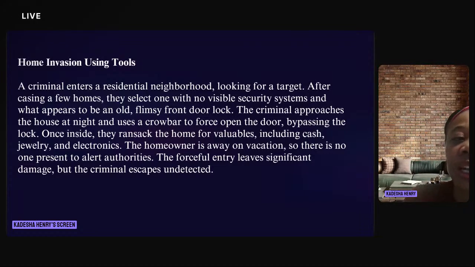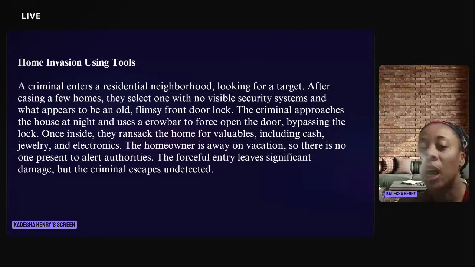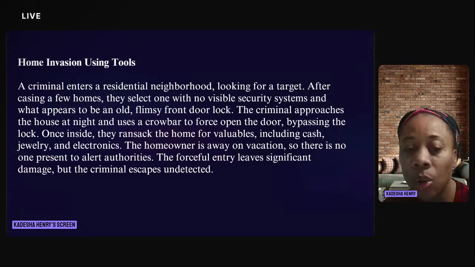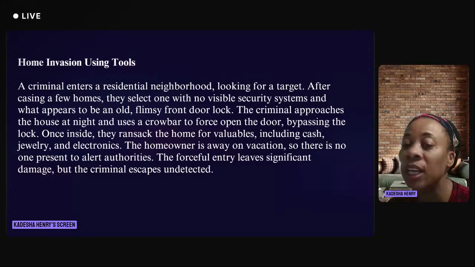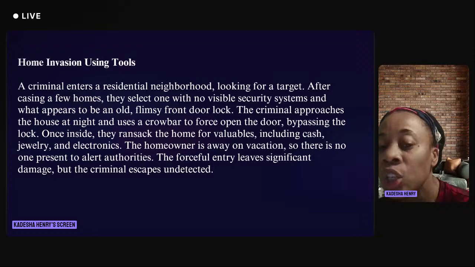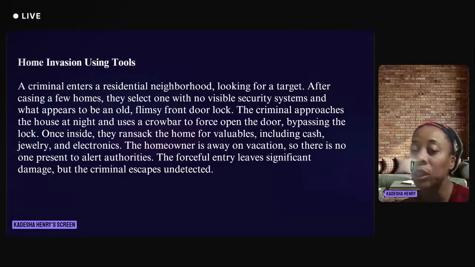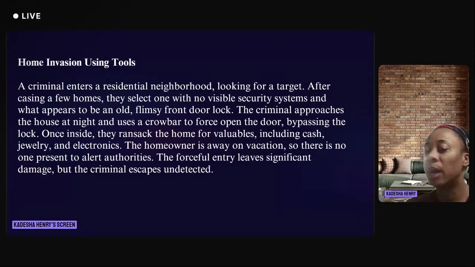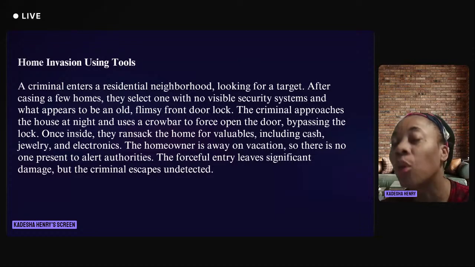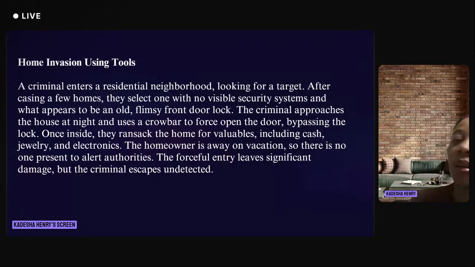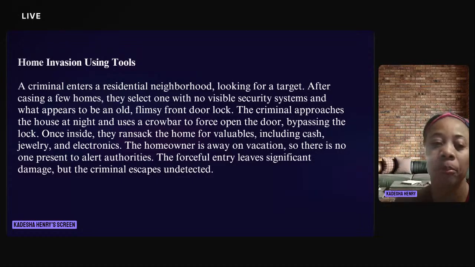So in this case of home invasion using tools, the person used a crowbar to force open the door because the door looks flimsy, right? You could actually put it in between the door and the lock and force it open. And so this is what this intruder did. Used a crowbar to force open the door, right?